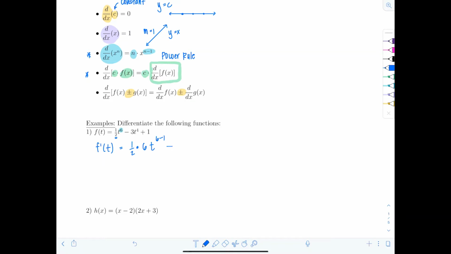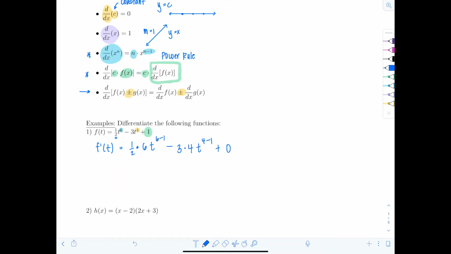Minus, now I'm using the last rule where I'm just going to differentiate across this sum and difference of terms. 3, just leave the 3 there, it's not bothering anybody, times, and then same deal here. So you're going to bring the 4 down in the front, multiply by it, and then decrease the exponent by 1. So now I have t to the 4 minus 1. Plus, and then the last term is just a constant, and the derivative of any constant is 0. And so we're done. The calculus is over.